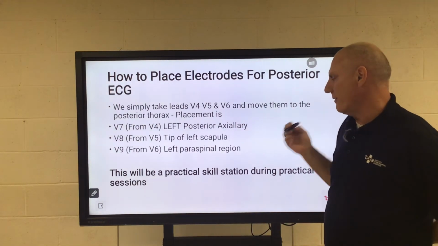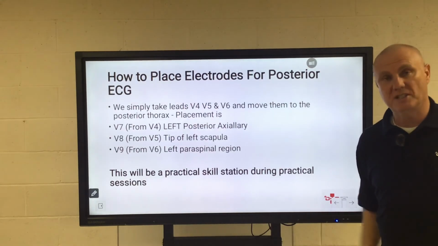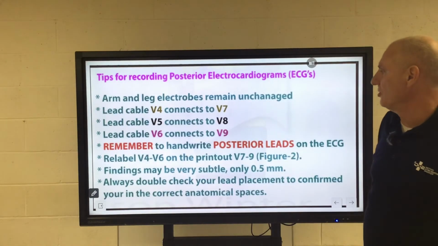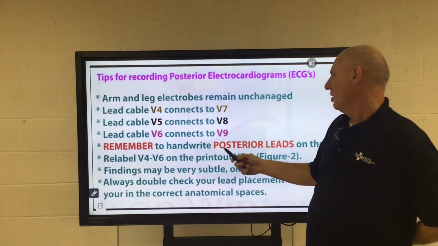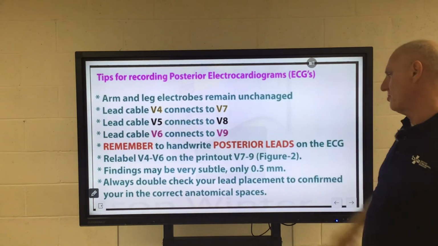I have a couple of little drawings or diagrams to have a look at now. This is the practical portion of the skills station that you will do on your skills day here in the training centre. So arm and leg electrodes remain unchanged. V4 goes to 7, 5 goes to 8, 6 goes to 9. We have to handwrite posterior leads on the actual ECG itself, and I'll show you a picture of that now.